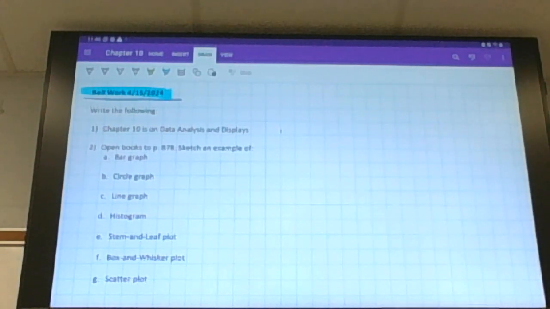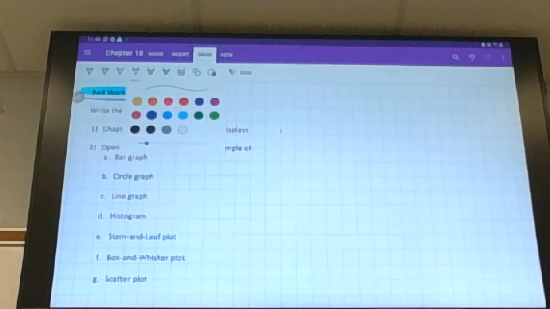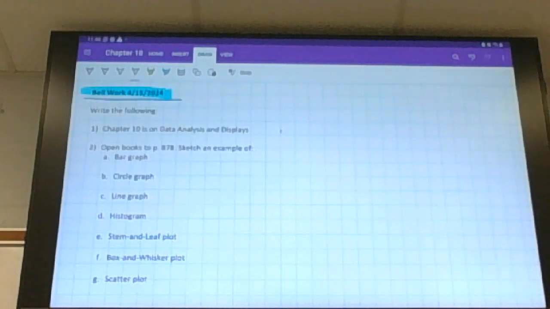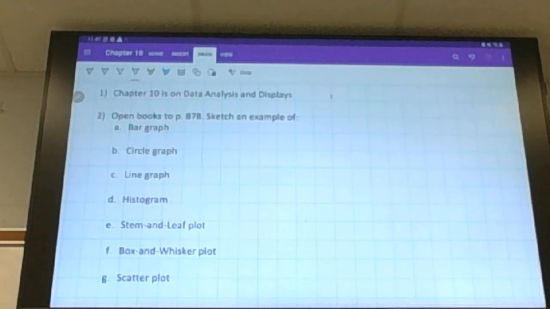Collect your data. Write down the type of graphs. Do a little sketch. I'll show you what I mean. Right next to the word bar graph, I'm going to draw a little tiny bar graph, just so I have a good visual. So next to the word bar graph, first off, go ahead and write number 1. Chapter 10 is on data analysis and displays.